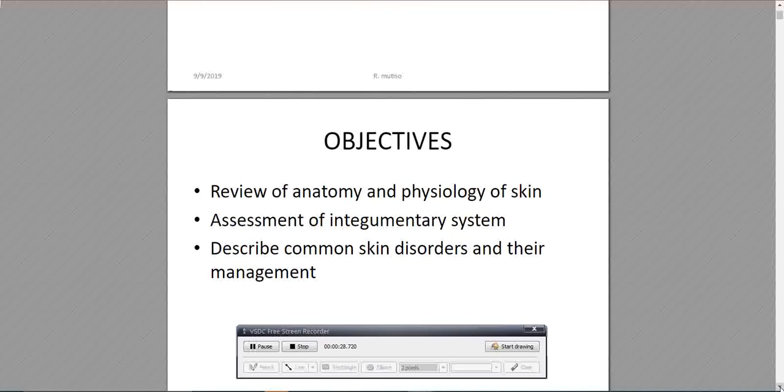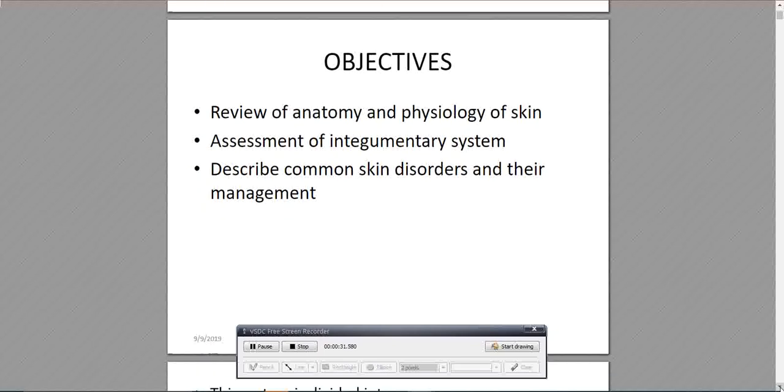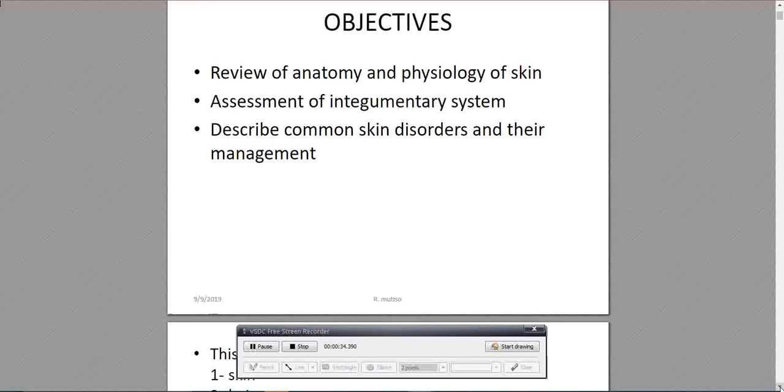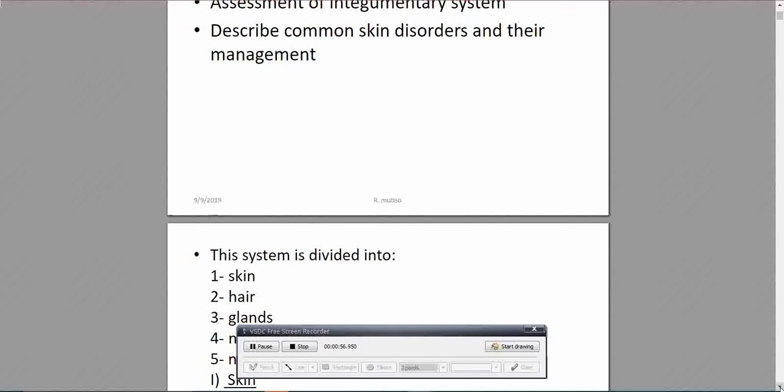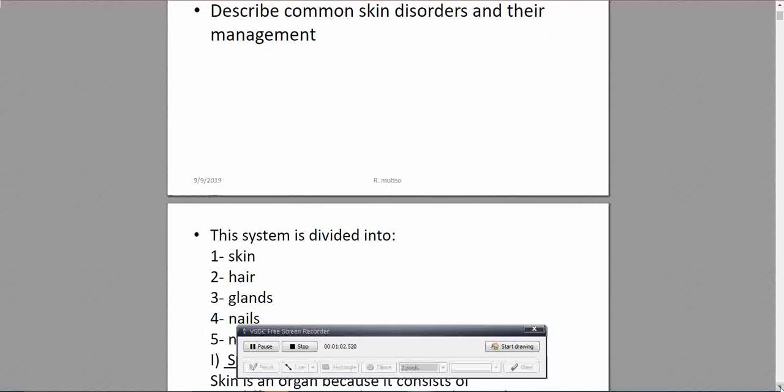And the objectives here: we start with a review of the anatomy and physiology of skin, which is very important, and the assessment of the integumentary system. When you talk about the integumentary system, it is among the systems that build up the organism, that is the body. The integumentary system includes the nails, the hair, and the skin, and most of them are just made of keratin. We shall also describe common skin disorders and their management, for instance psoriasis, acne vulgaris, and how we can manage them.